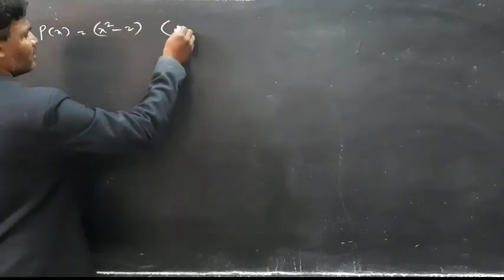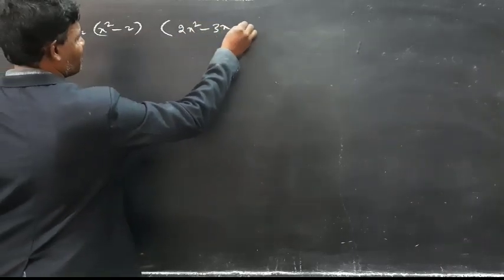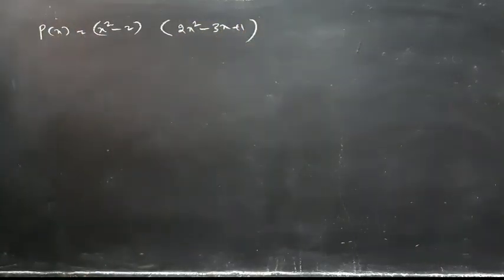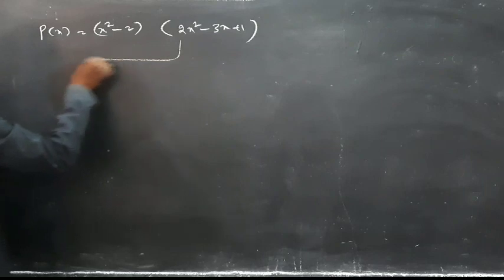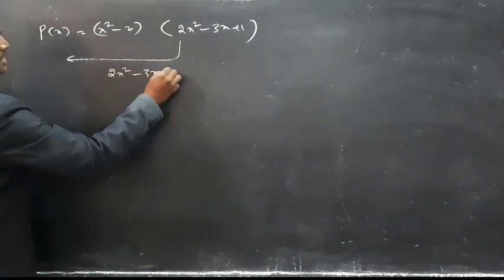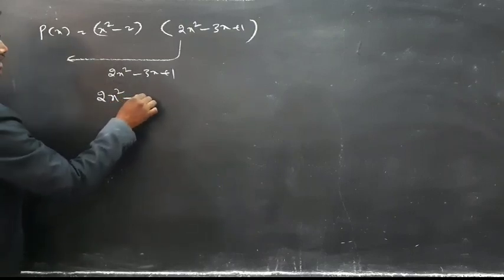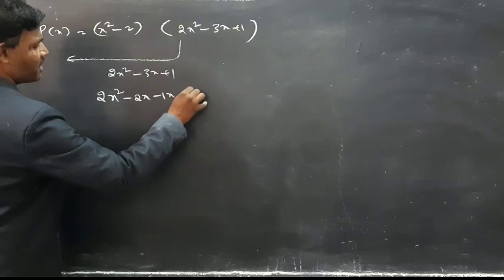x square minus 2 and 2x square minus 3x plus 1. So p of x is a product of x square minus 2 and 2x square minus 3x plus 1. So here I am splitting this term, 2x square minus 3x plus 1. So by splitting what will you get? 2x square minus 2x minus 1x plus 1.